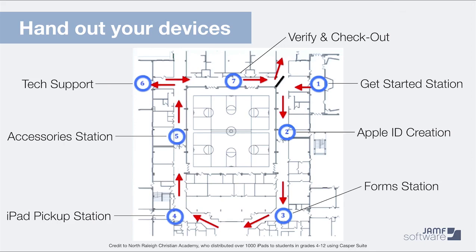So their students started at an orientation station or a get started station, where the faculty spoke to the students and parents about why they chose to use iPad and how the handout process would work. From there, they moved to an Apple ID station where students could create Apple IDs right on the spot or verify the password of an existing one that they want to use. Students then moved to a forms station, and North Raleigh created an acceptable use form for students and parents to sign.